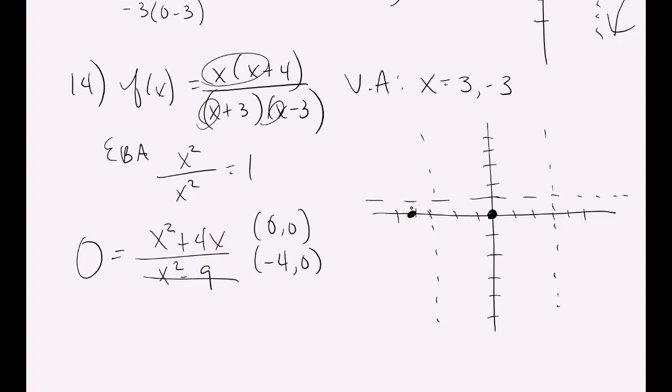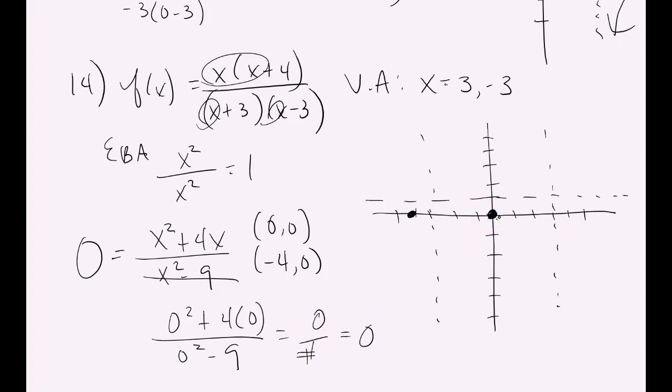Okay, and then to get my y-intercept, I'm plugging in 0 for x, so it's going to be 0 squared plus 4 times 0 over 0 squared minus 9. When you do all this math, I get 0 over something, and 0 over something is always 0. And we've already got that on our picture.